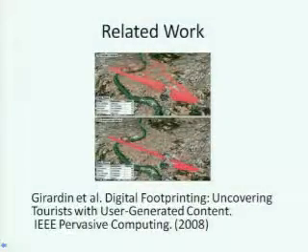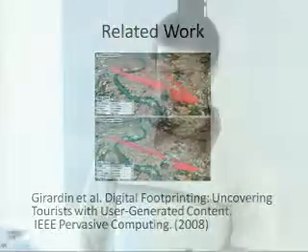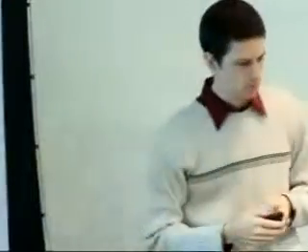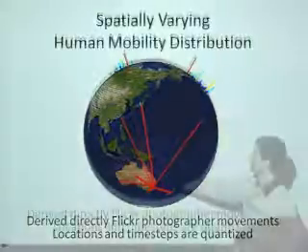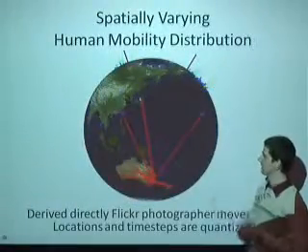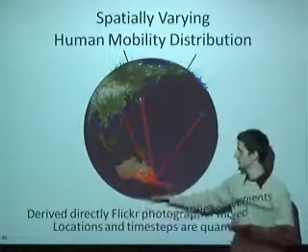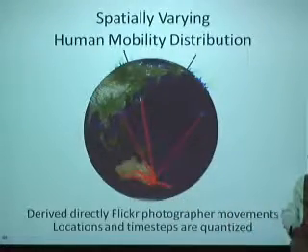More recently, this group from MIT, the urban planning group, has done the same thing, taking Flickr geotag data to look at how people move around a city. We're going to do the same thing on a global scale, basically to say, okay, how many photographers move from Sydney to Hawaii in X hours? So we've discretized all the locations of the globe, and we've discretized time also.